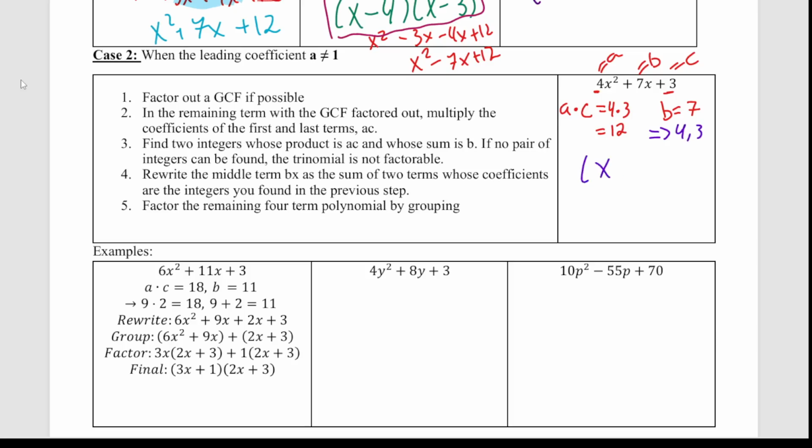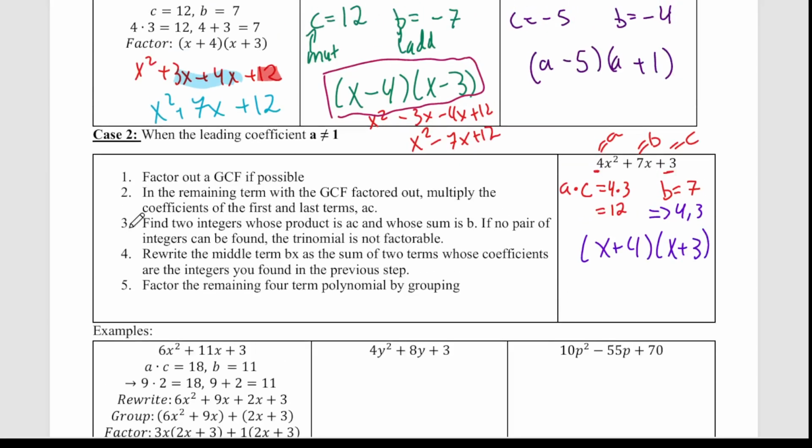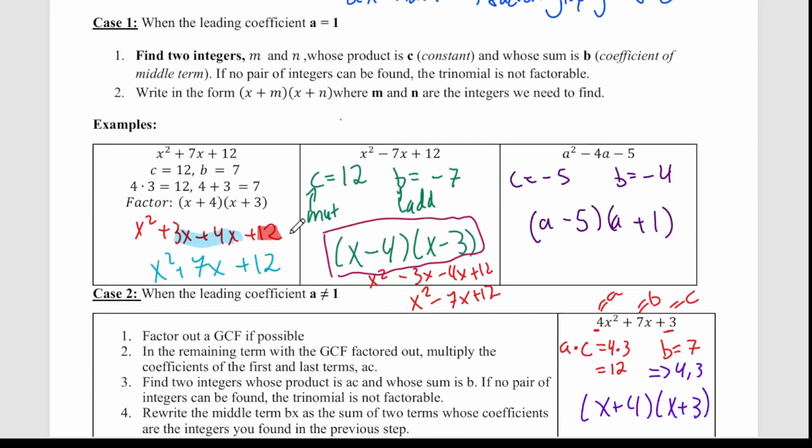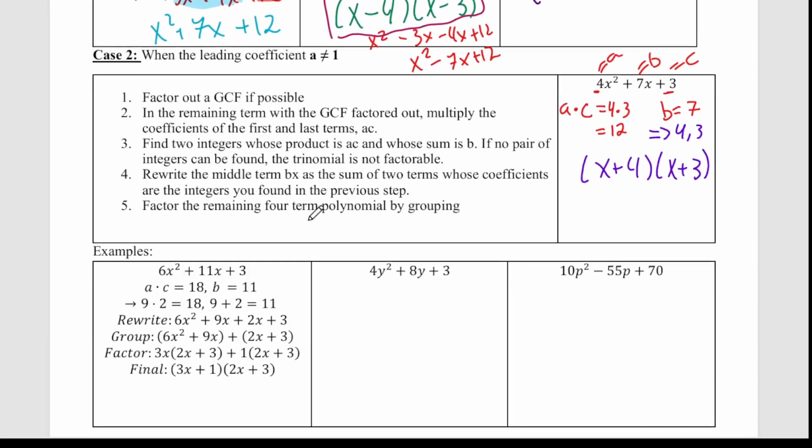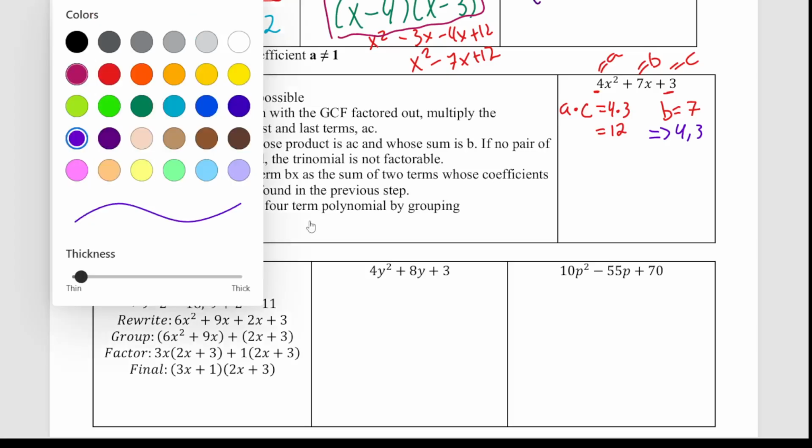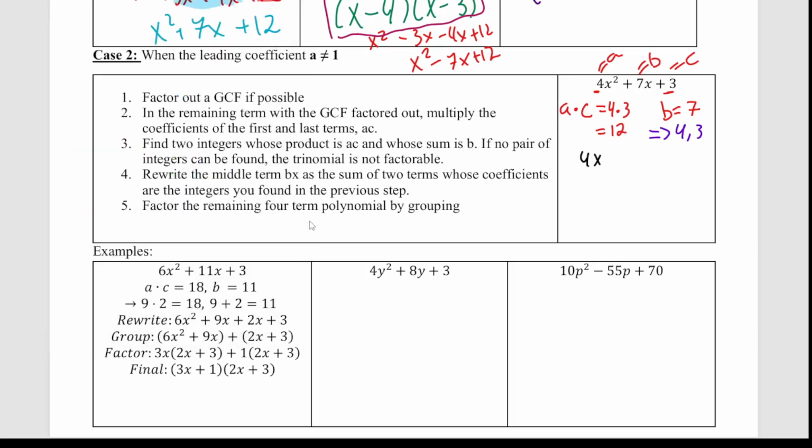What we're not going to do, though, is just write down x plus 4, x plus 3. That was the answer to our first problem here, and we already know that doesn't FOIL out to 4x squared plus 7x plus 3. What we're going to have to do instead is rewrite this. We've got 4x squared plus 7x plus 3. We're going to have to rewrite the middle term as those two numbers I just came up with. So the 4x plus 3x. And then I'm going to drop down the rest of this.